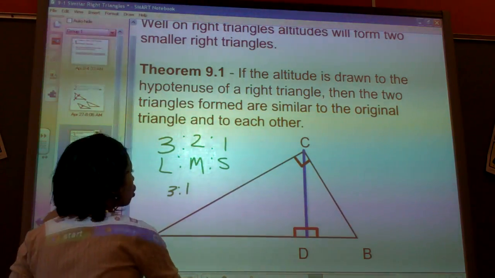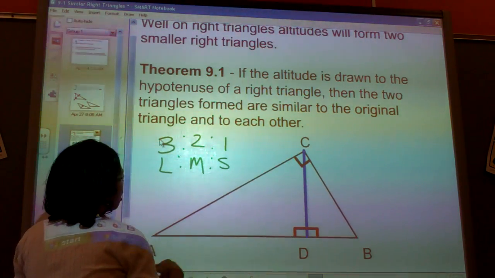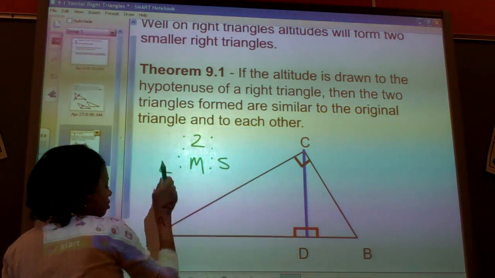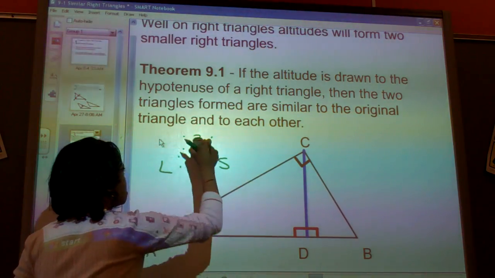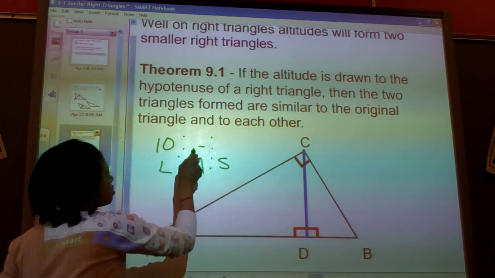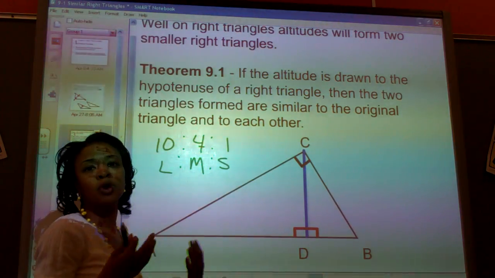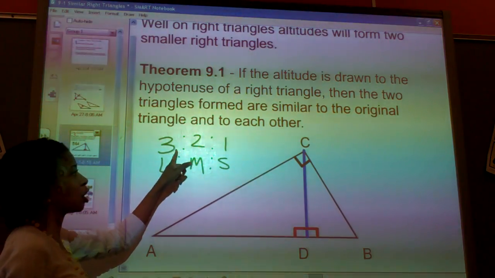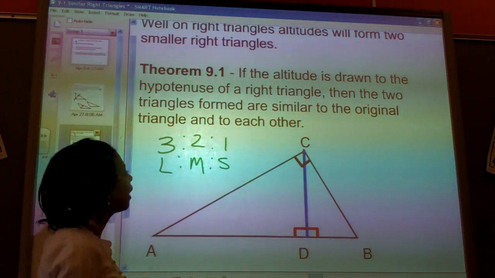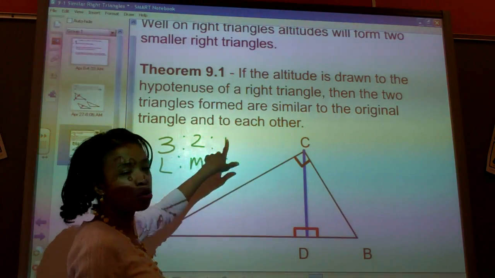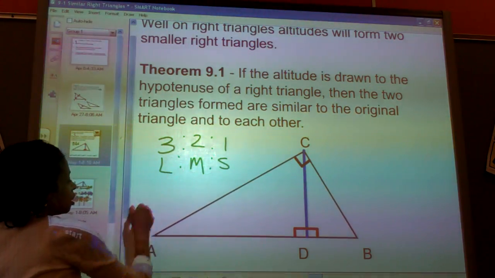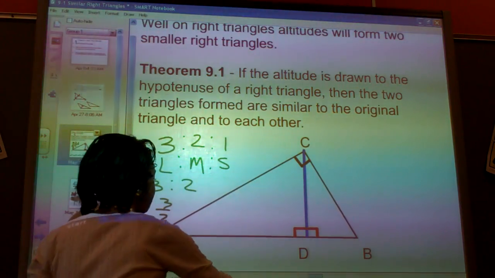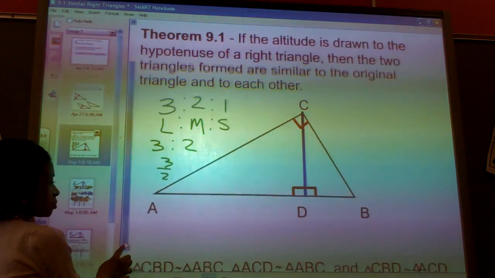The large to small ratio could be, I'm going to erase this too, 10 to 4 to 1. We don't know. I was just giving an example when I did the 3. But let's just say that our ratio from large to small is 3 to 1. Well, I know from my medium to small it's going to be 2 to 1. And if I compare my large to medium, it's going to be a 3 to 2 ratio, or 3/2. All right, let's go further into this.